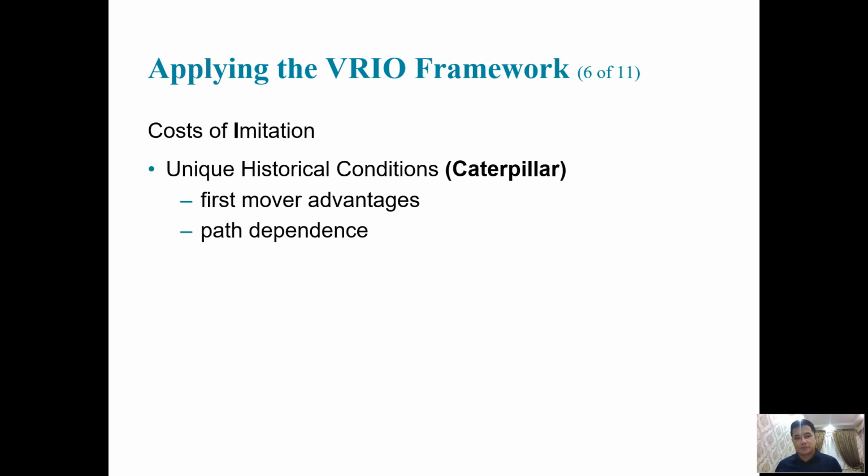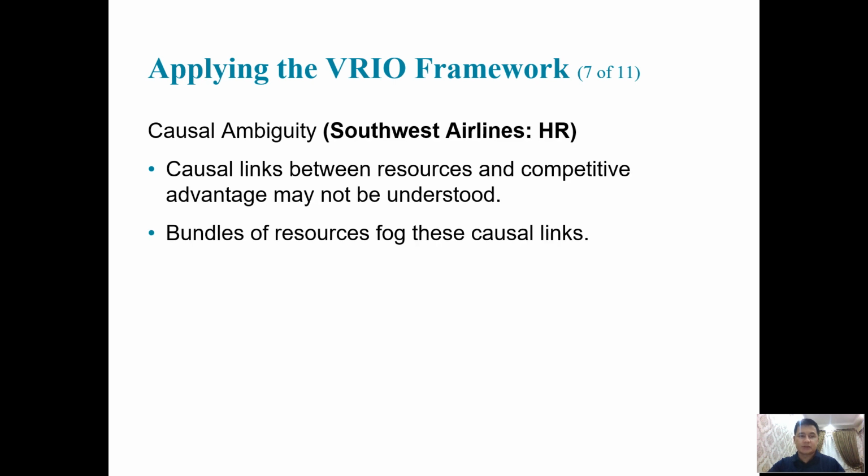Cost of imitation: unique historical conditions. For example, Caterpillar, where I work. You can see the brand also in here. I work for the company. Unique historical condition, we can say Caterpillar: first mover advantage and path dependence. Caterpillar is very international, with more than 60 billion annual revenue.